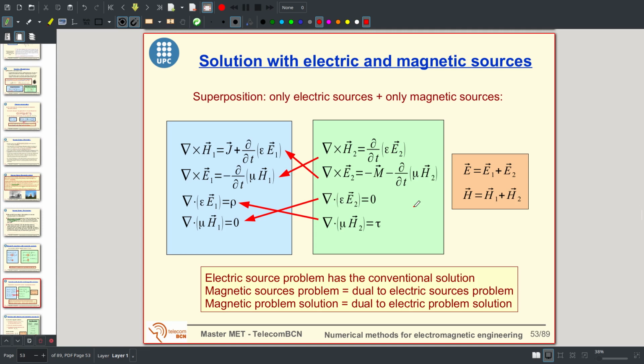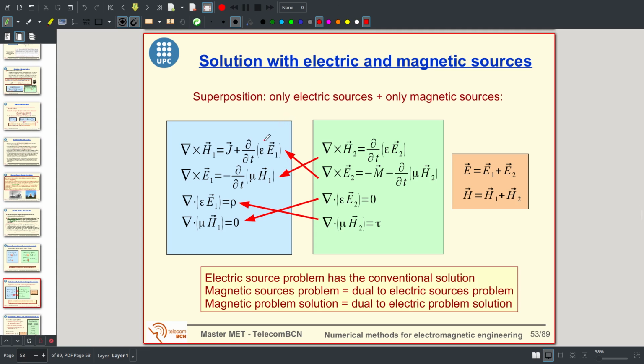So when I say sources, I mean both electric current and electric charge, or in the magnetic case, magnetic current and magnetic charge. But from a practical point of view, it is enough only to know the current. Well, we have to be able to solve Maxwell equations having both electric and magnetic sources altogether. We do this by superposition.